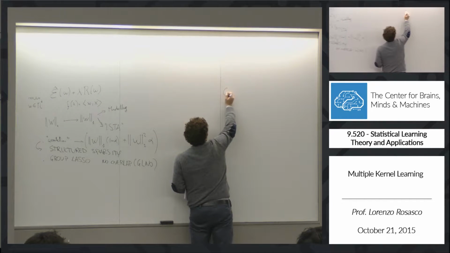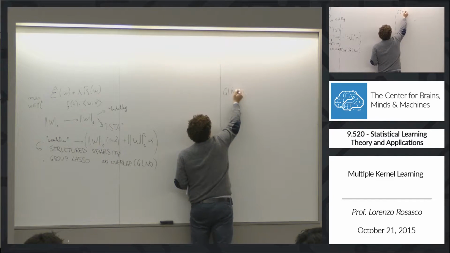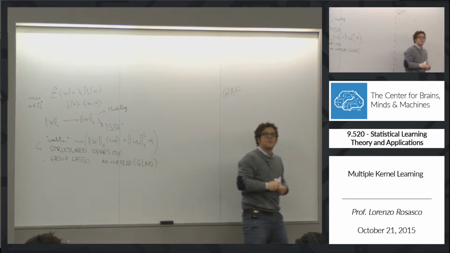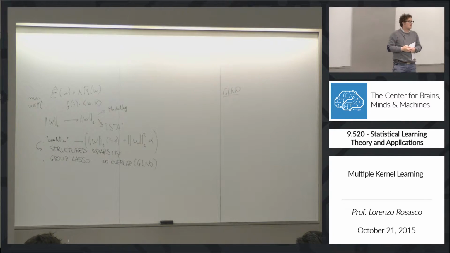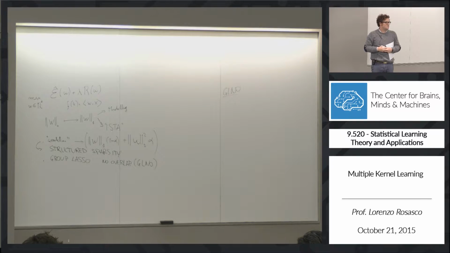Let's write it here. Group lasso, no overlap. Do you remember how the algorithm looked? It's always of the same form. It's empirical error plus penalty. But the penalty now is based on knowledge of group structure in the variables. Anybody remembers how?